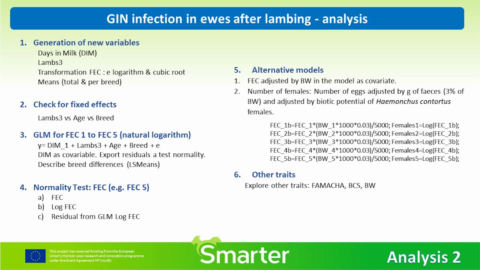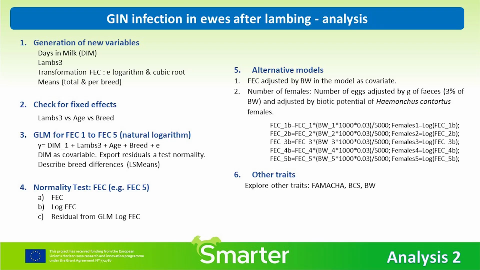That means based on this model, you can adjust FEC by body weight, considering also the fact that FEC is the density of eggs in the feces, that means number of eggs per gram of feces. Depending on the size of the animal, the feces are of different size. That means that the contamination being released is also different depending on that.